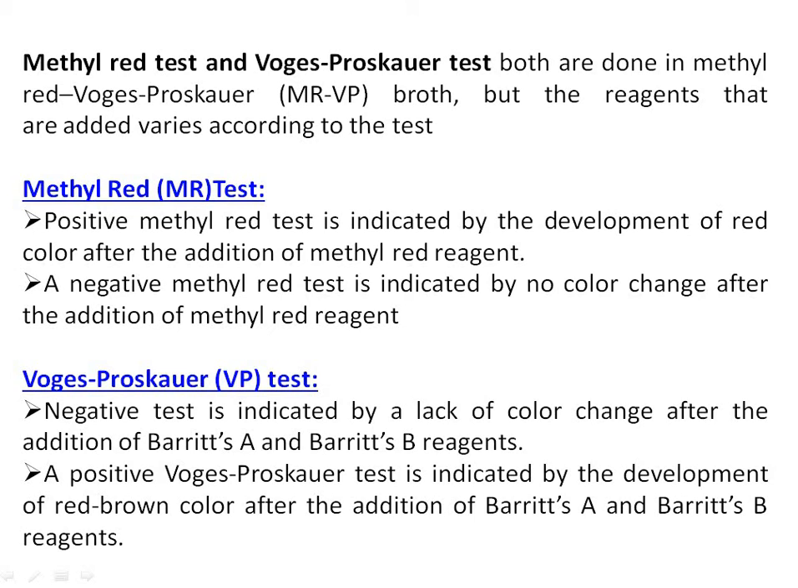In the Voges-Proskauer test, a negative test is indicated by a lack of color change after the addition of Barritt's A and Barritt's B reagents. A positive Voges-Proskauer test is indicated by the development of a red-brown color after the addition of Barritt's A and Barritt's B reagents.